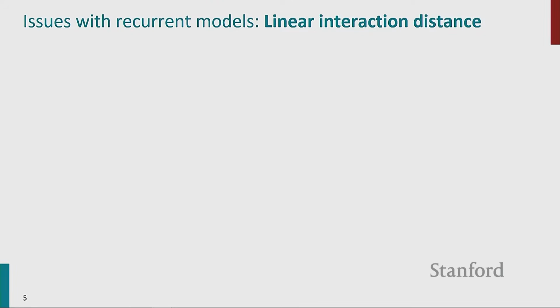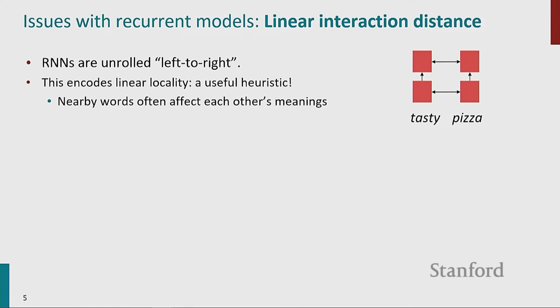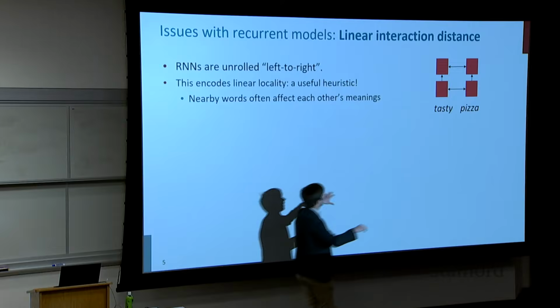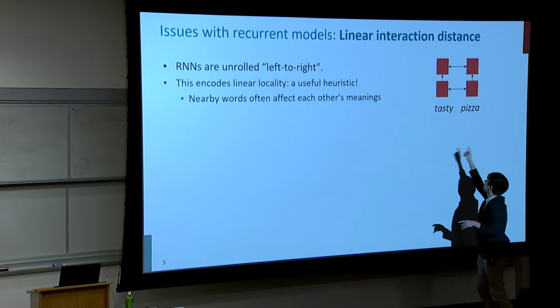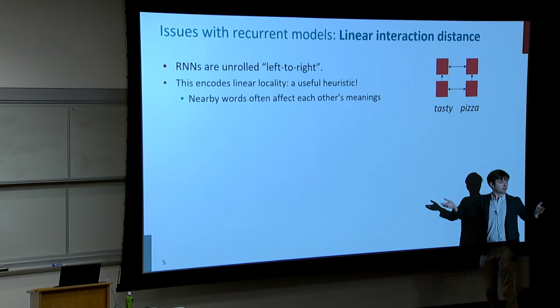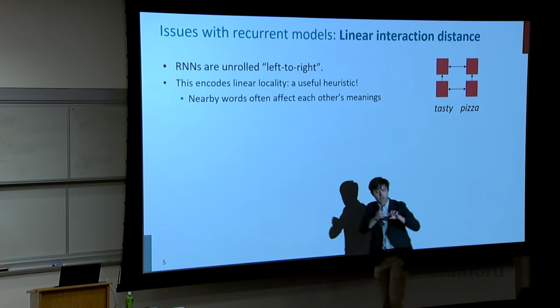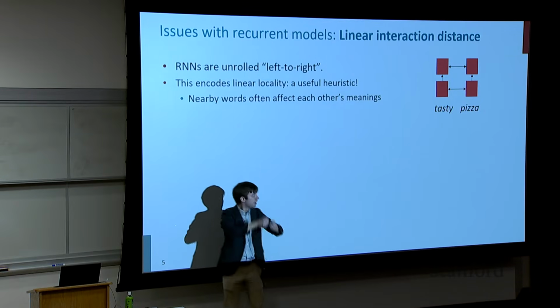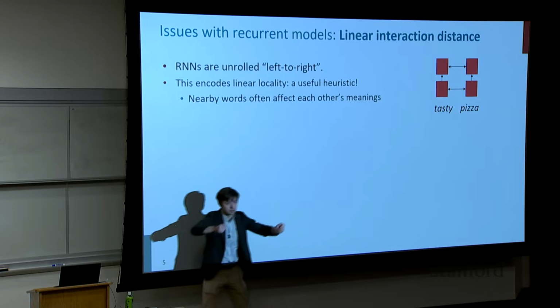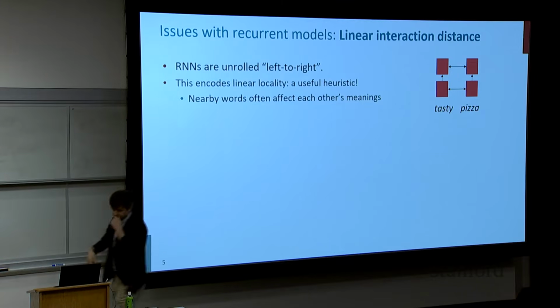One of the issues with a recurrent neural network is what we're going to call linear interaction distance. As we know, RNNs are unrolled left to right or right to left, depending on the language and the direction. It encodes the notion of linear locality, which is useful because if two words occur right next to each other, sometimes they're actually quite related. So tasty, pizza. They're nearby, and in the recurrent neural network, you encode tasty, and then you walk one step and you encode pizza.